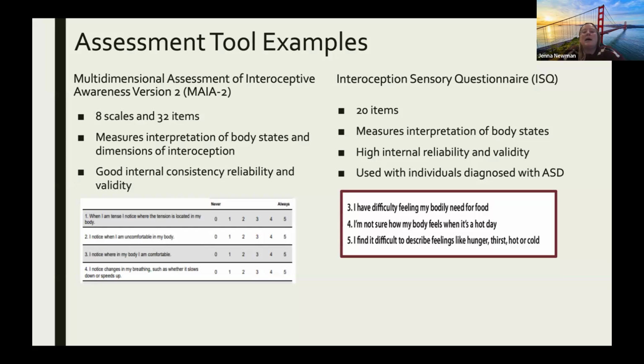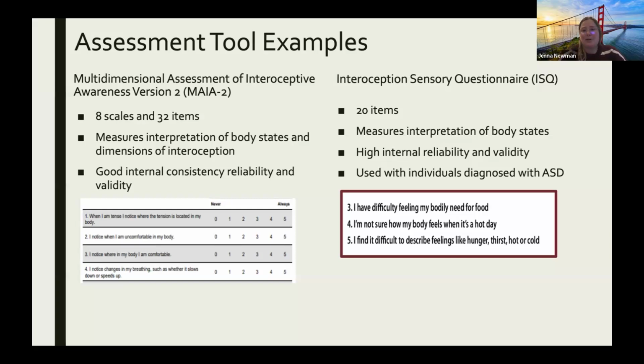This one also asks individuals to self-report on a Likert scale of never, occasionally, frequently, always. Some of the questions on the ISQ include: I have difficulty feeling my bodily need for food. I'm not sure how my body feels when it's a hot day. I find it difficult to describe feelings like hunger, thirst, hot, or cold. You can see that these two assessment tools are asking about very similar body states, but they ask it in very unique ways.